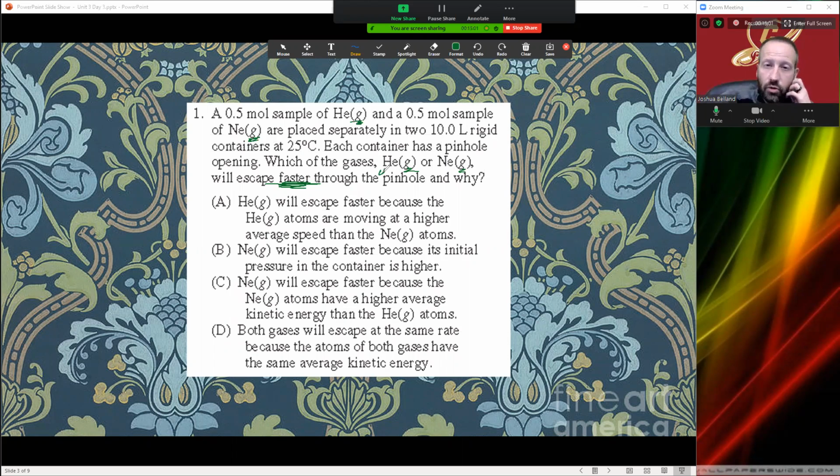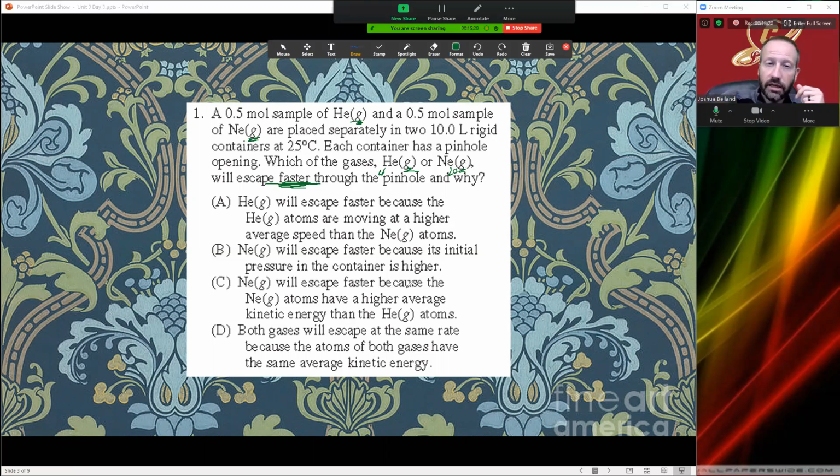Helium is about a 4 on the periodic table, where neon's about a 20. Well, gee, that makes it obvious. Wouldn't helium move faster? So it would escape faster through the pinhole. There you go. Okay. Like done. You just pick whatever choice that is.